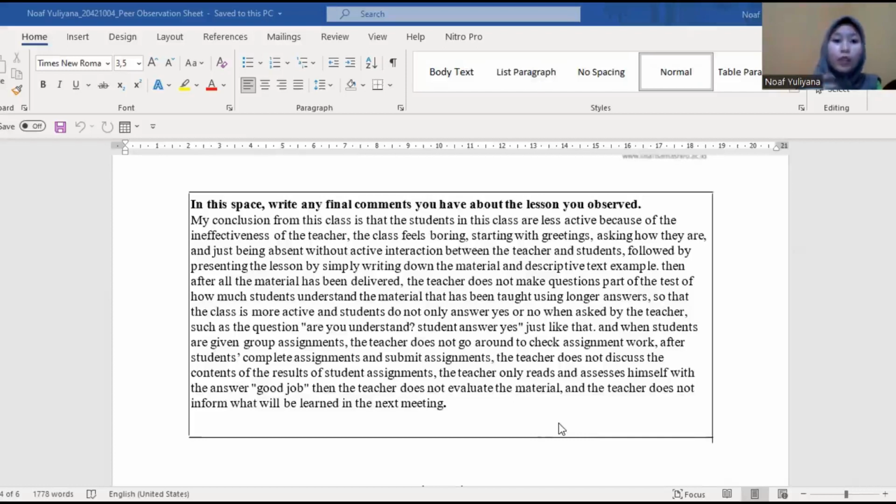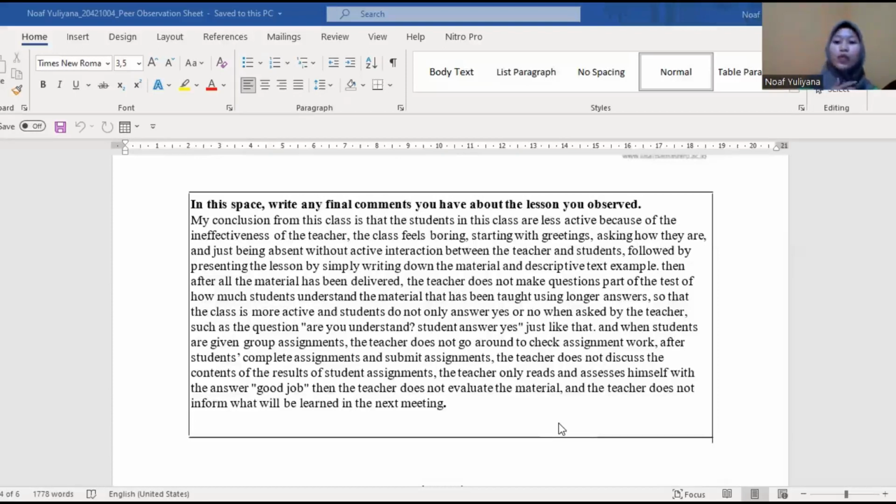Then, after all the material has been delivered, the teacher does not make questions as part of a test of how much students understand the material that has been taught, using longer answers, so that the class is more active and students do not only answer yes or no when asked by the teacher, such as the question, are you understand? And the students answer yes, just like that.